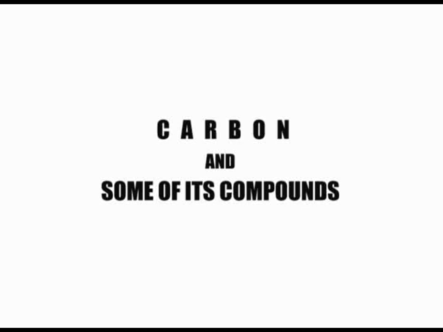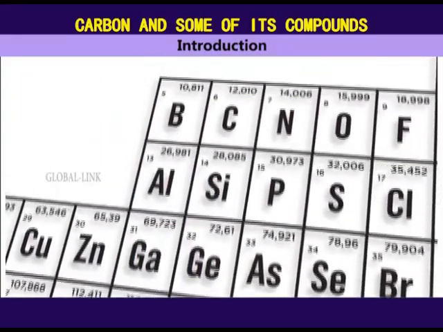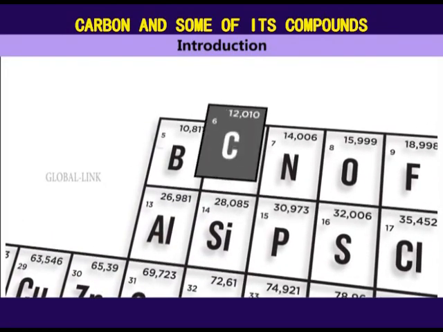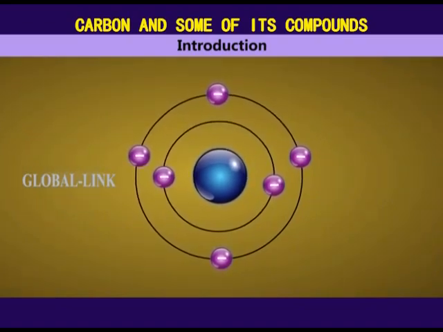Chapter 6: Carbon and some of its compounds. Carbon is the first element in group 4 of the periodic table. It is represented by the symbol C. With atomic number 6, it contains 6 protons and 6 electrons.